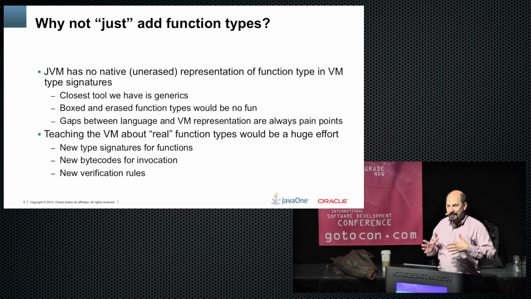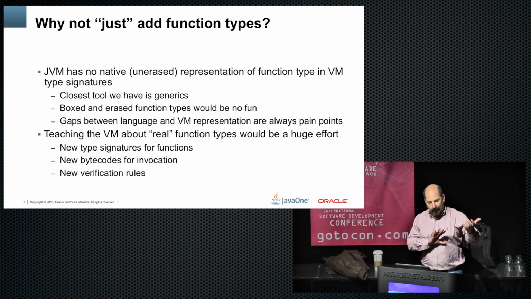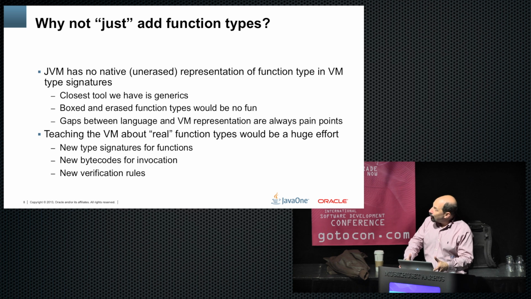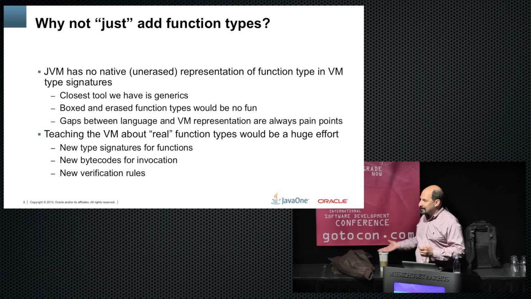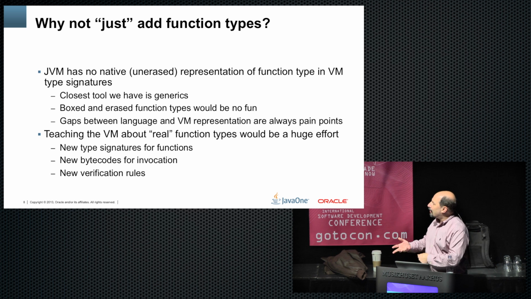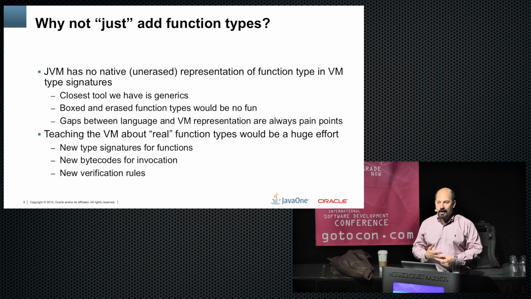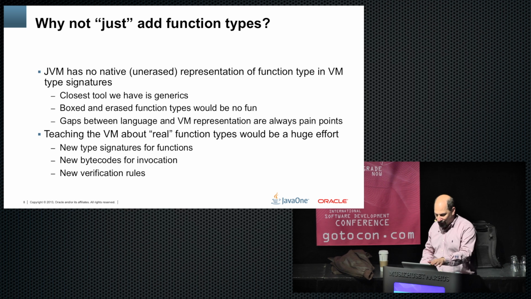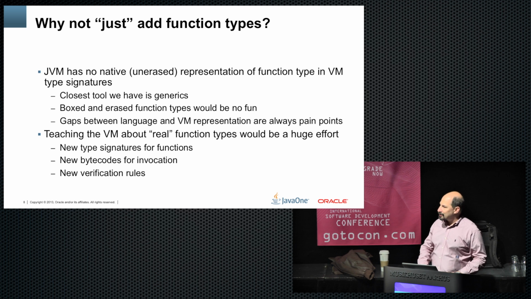And so this is one of those places where there would be a gap between the language representation and the VM representation, and that's always a pain point. So we could teach the VM about real function types, but this would be a huge effort. It would affect signatures, it would affect bytecodes, it would affect verification rules. So this would be a pretty big deal. So we kind of cast around looking for alternatives because this was a lot of work and we're lazy.